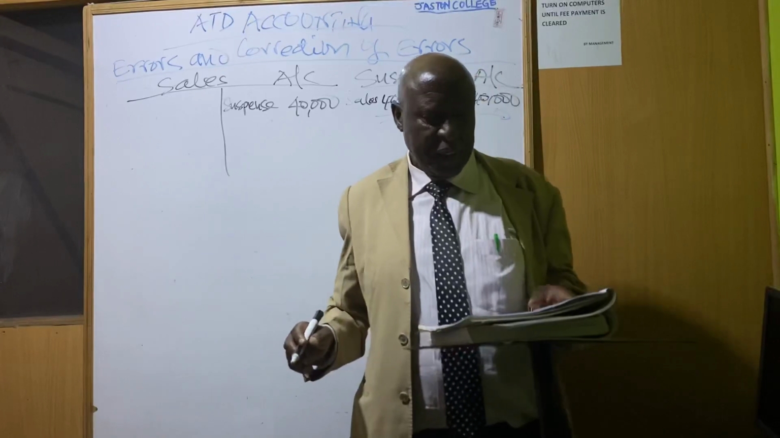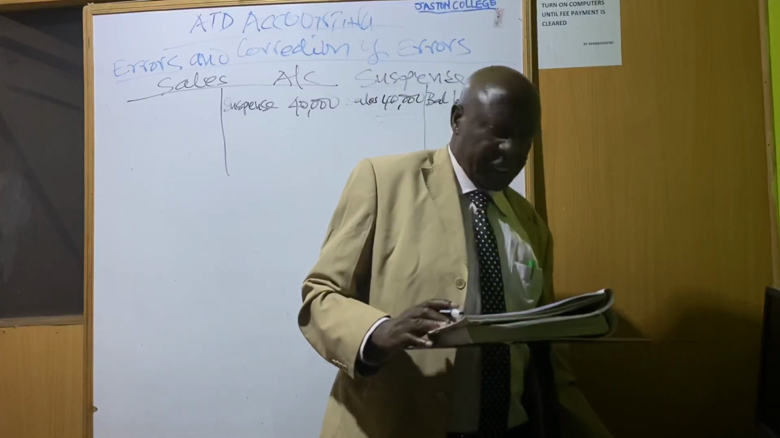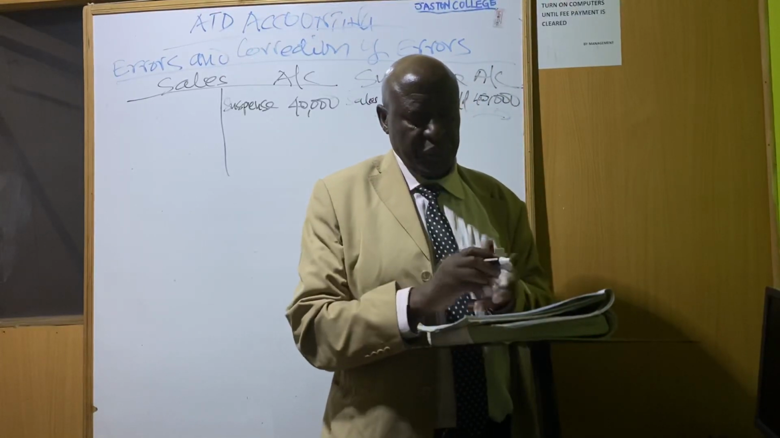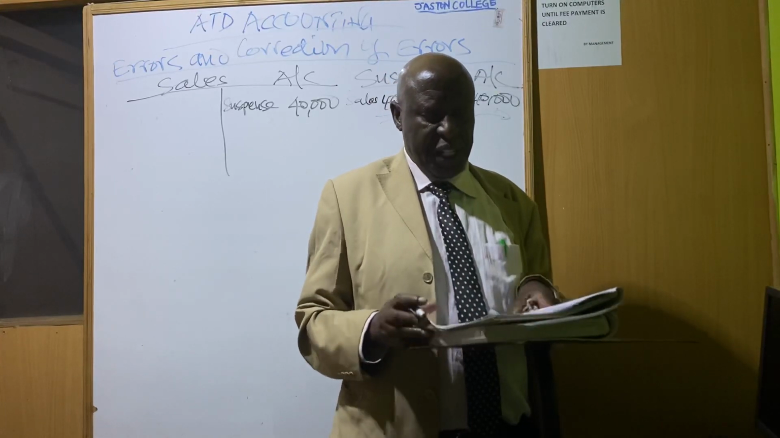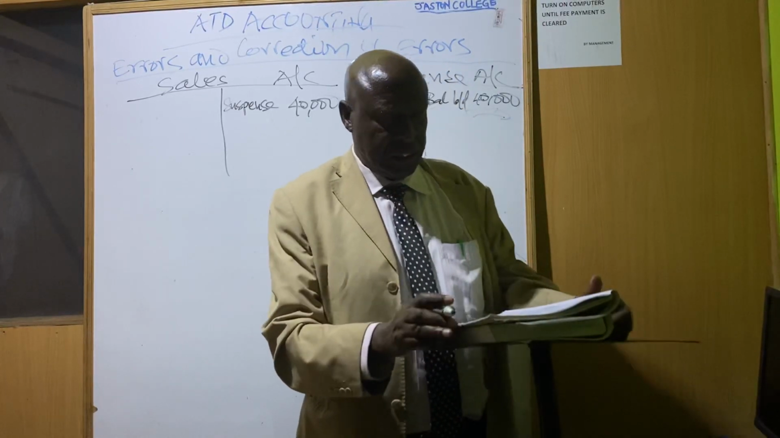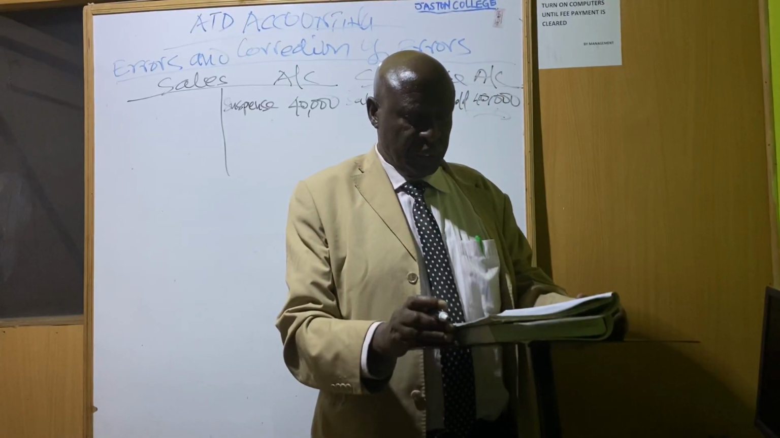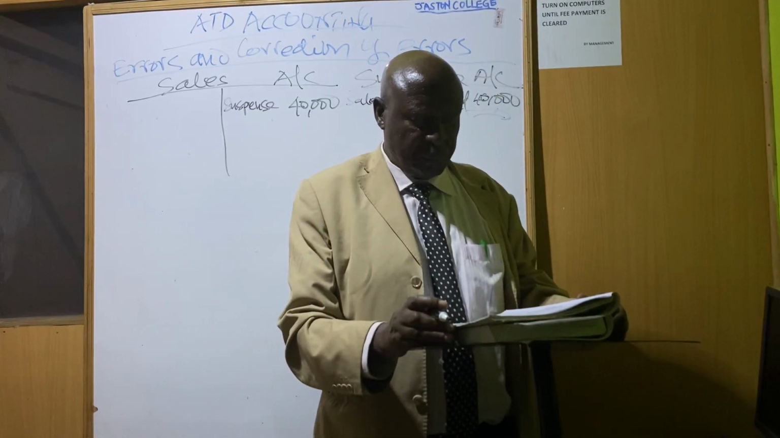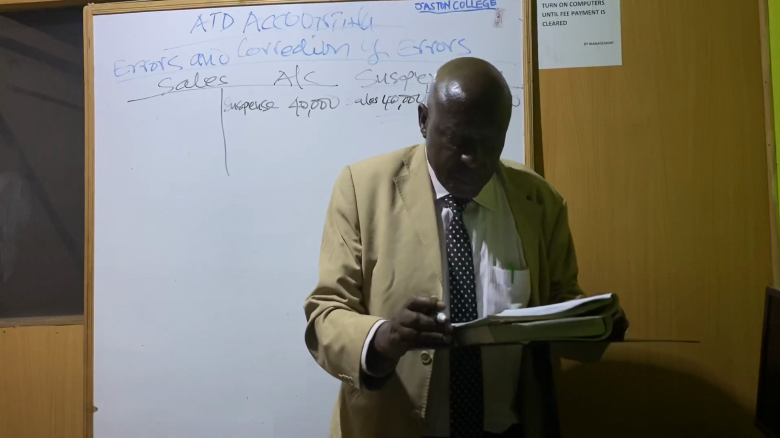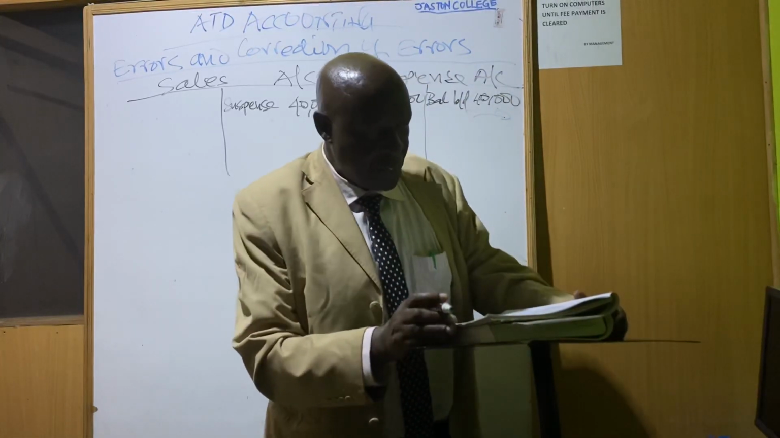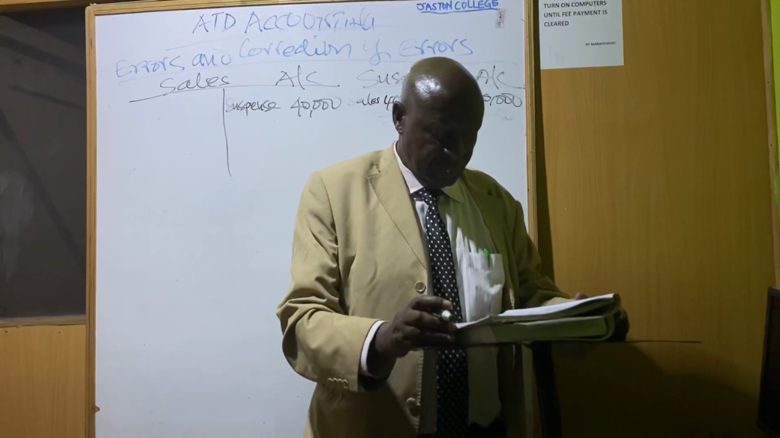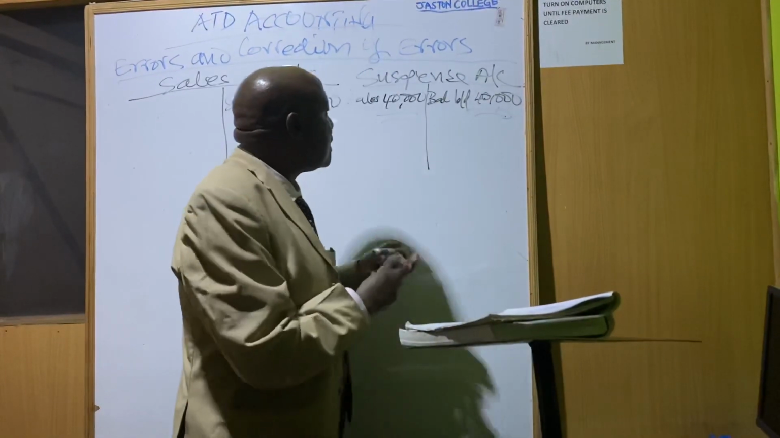This is what will happen. There was an error, a debit balance of 80,000. A debit balance of 80,000. So we open a suspense account.